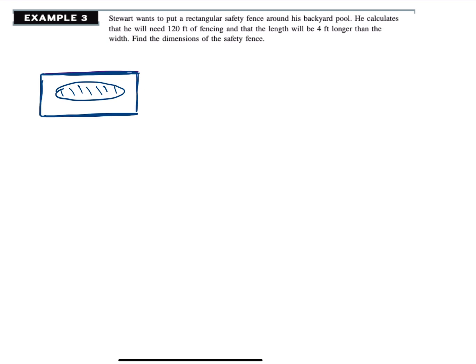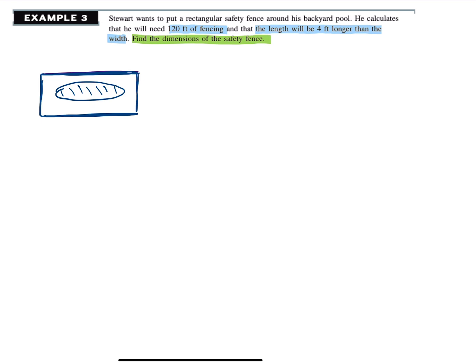He calculates that he will need 120 feet of fencing, and that the length will be 4 feet longer than the width. And it wants us to find the dimensions of this fence. So this time, we're no longer thinking about area, but this is a question about the perimeter, the total amount of fence as we go around.